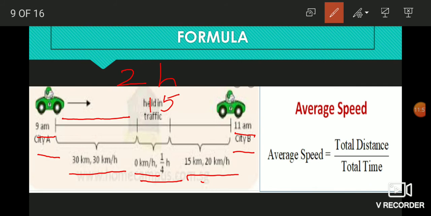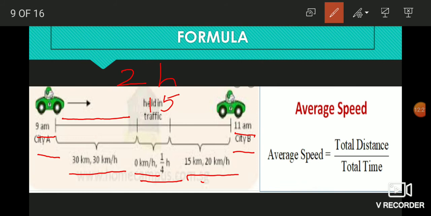And what was the speed? The speed was 20 kilometers per hour. So how to calculate the speed in this case? It is very difficult. This is how most of the vehicles will move. They will move at different speeds. Through traffic you have to move, through highways you have to move. So we will have different speeds.